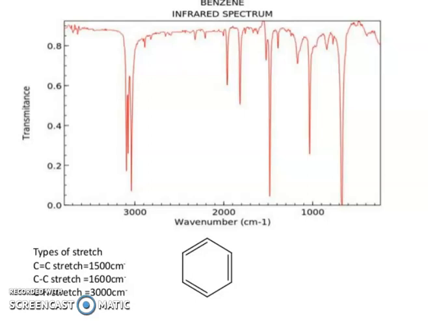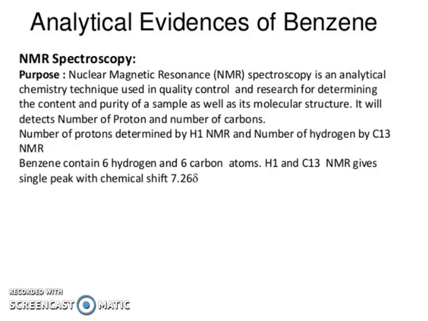Now you can see these peaks in your spectra. In the 3000 region, some very nice peak is there. At 1500, very nice peak is there. At 1600, also a very nice peak is there.